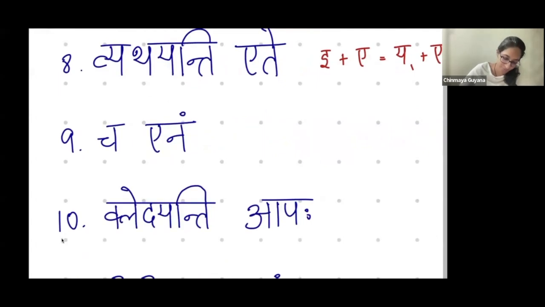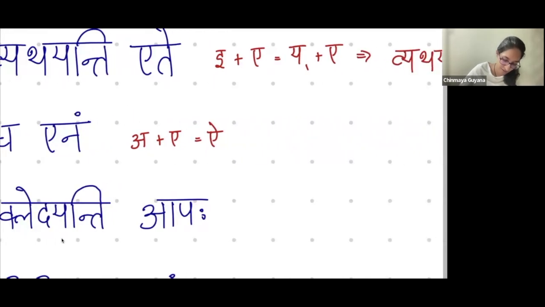Cha enam. A plus A equals A. That will be chainam. These are sandhis that exist in the chapter, so you can get a sense of which ones come very often.